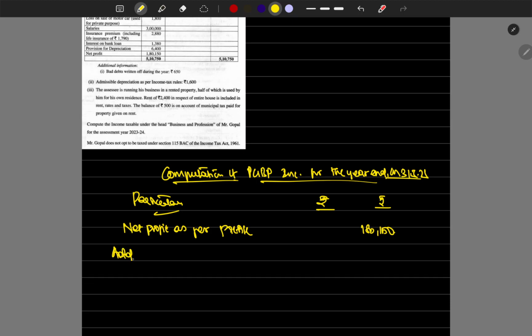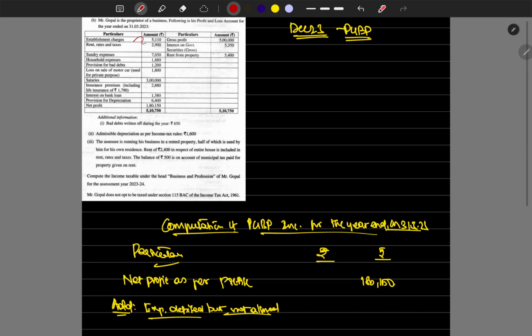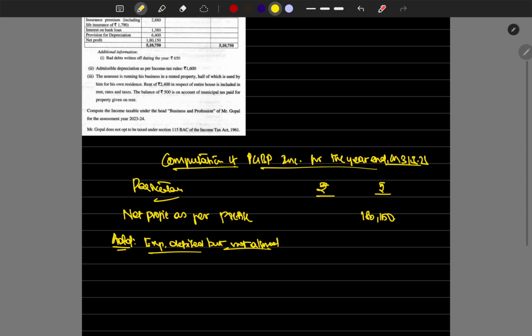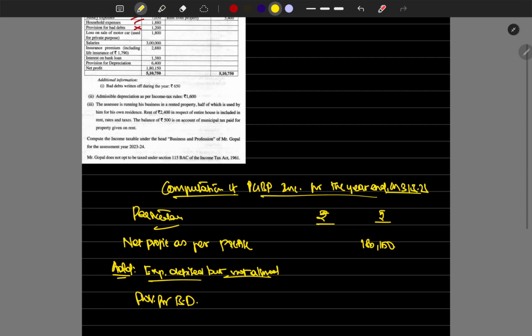Add the expenses debited but not allowed. What are those expenses? Let's quickly see that. Establishment charges allowed, rent, rates and taxes allowed, sundry expenses allowed, household expenses allowed. Provision for bad debts is not allowed, so add back provision for bad debts. How much? 1,200.